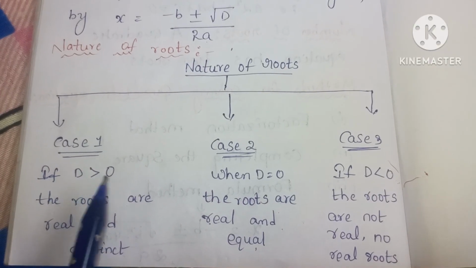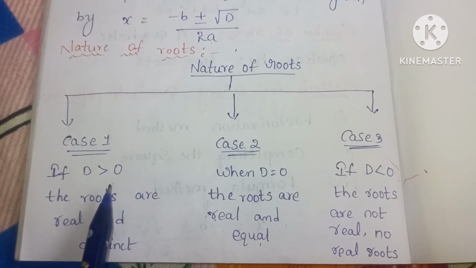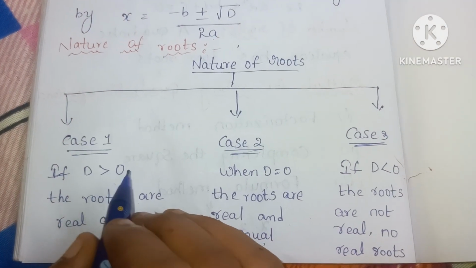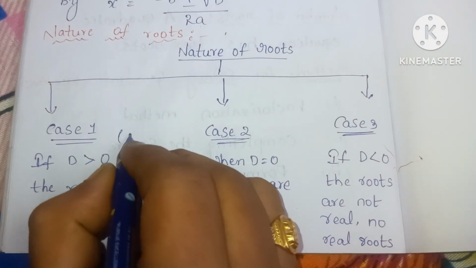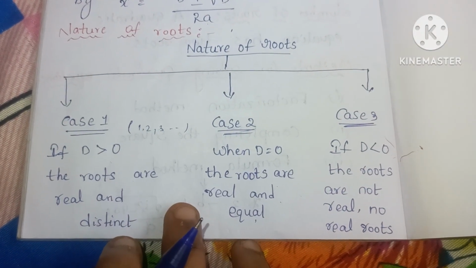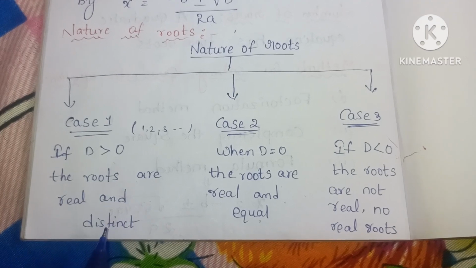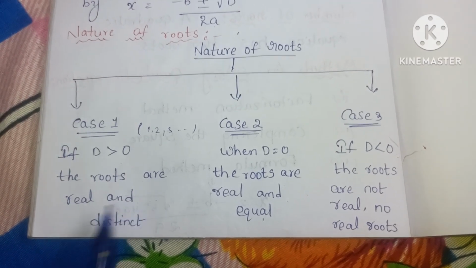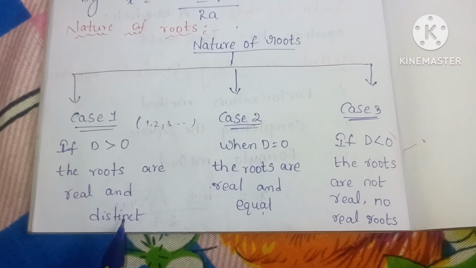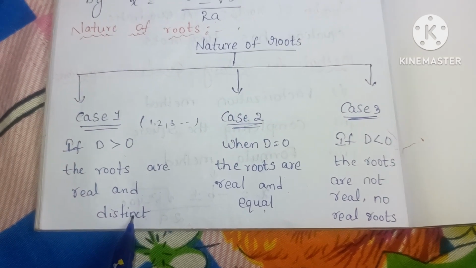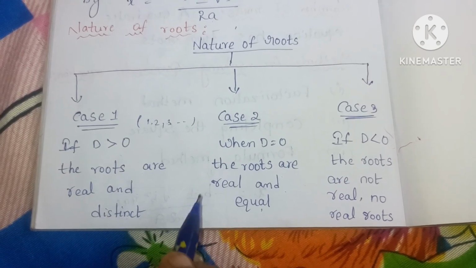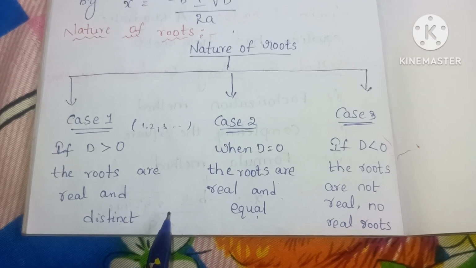First case: if D is greater than 0, what happens? Greater than 0 means 1, 2, 3, etc. Then the roots will be two distinct real roots, with different answers. We are going to get x equals minus b plus or minus root of b square minus 4ac by 2a.